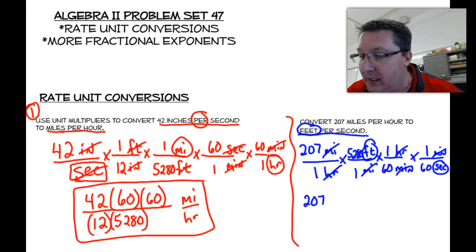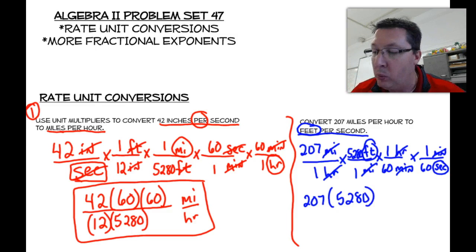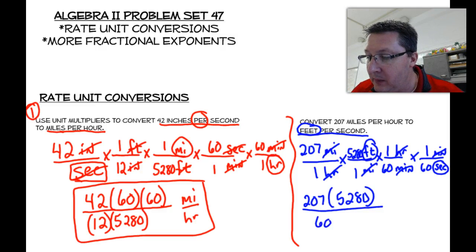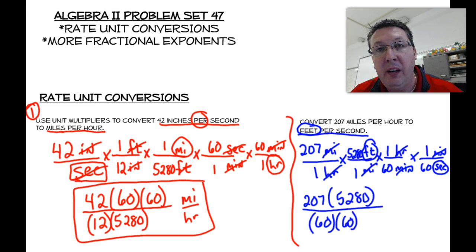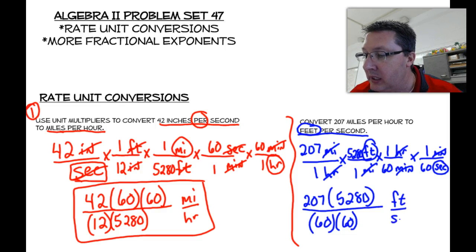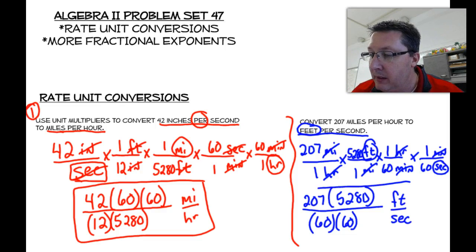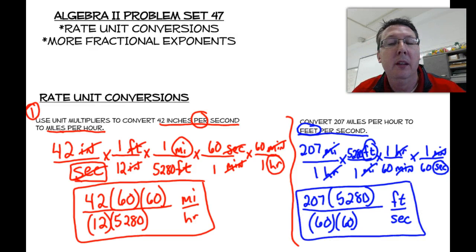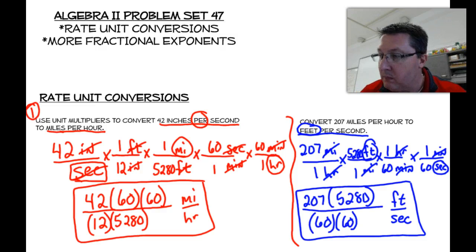207 times 5,280 on top times 1. Again, I don't need the ones. Over on the bottom, I have 1 times 1. Don't need those, but I have 60 times 60. And my final units, make sure you put these on there, are feet per second. There's my final answer. Okay, so that is rate unit conversions.